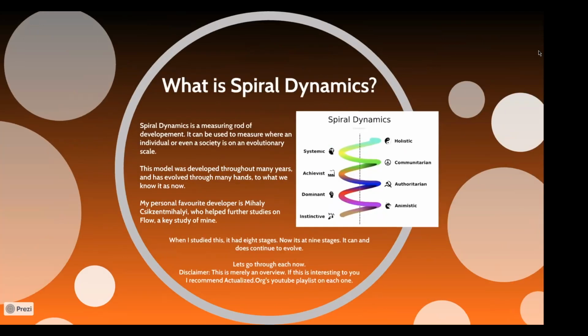Spiral dynamics is a measuring rod of development. It can be used to measure where an individual or a society is on an evolutionary scale. So, this can be applied both internally and externally. You can measure just yourself through this model, or you can measure society as a whole through this model. And I will be going through each one of the stages of this, and you will be able to identify where you are, even where your own society, group of friends, etc., is on this model.